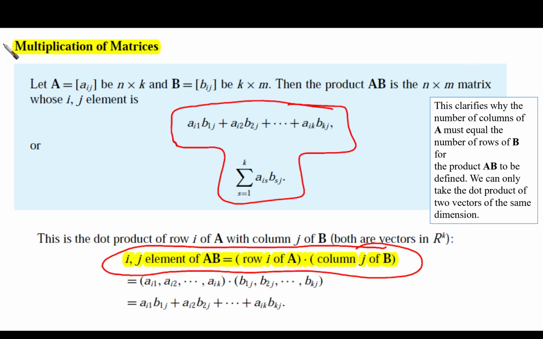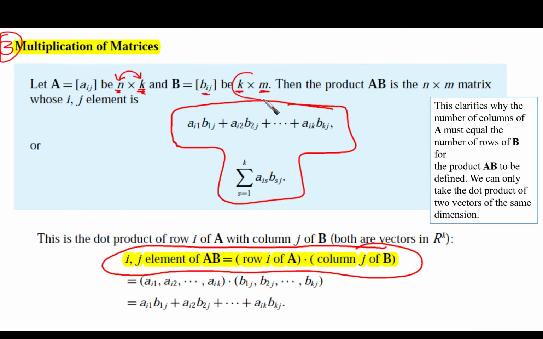So this is the third type of operation that we are doing. Okay, so now let A equal A_ij be n by k. Take care of the dimensions here: n by k. So we have n rows, k columns. And B, which is the matrix of the elements B_ij, be k by m.